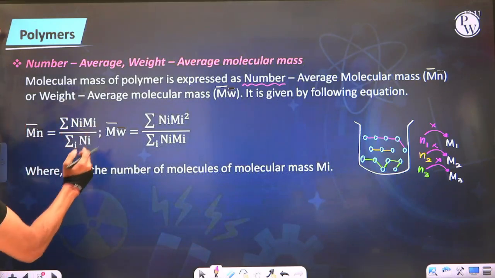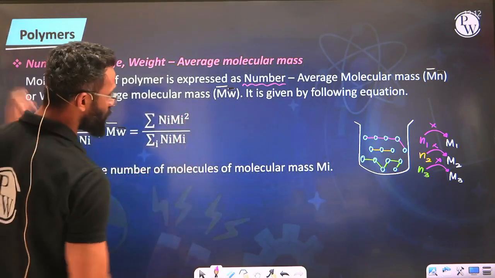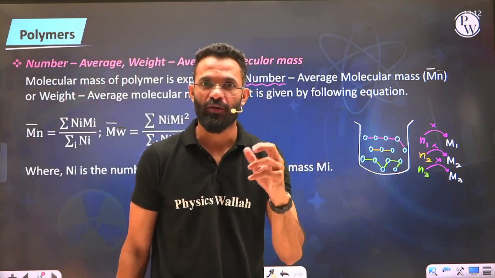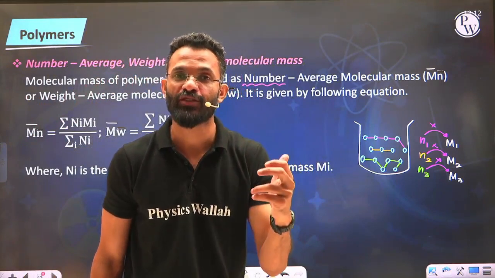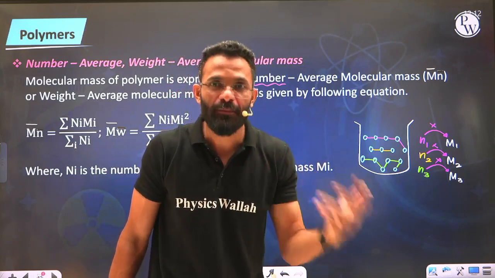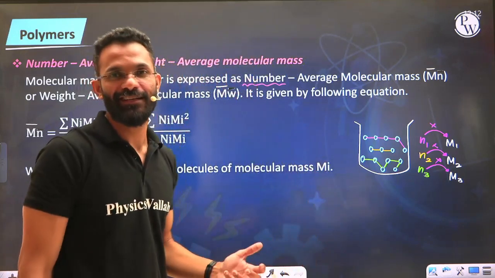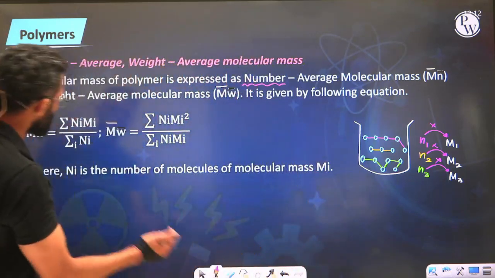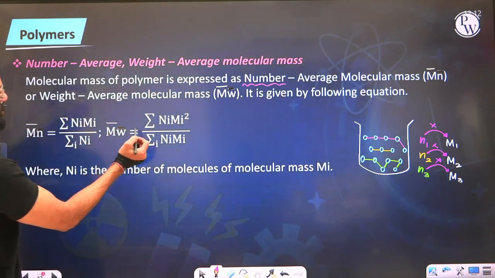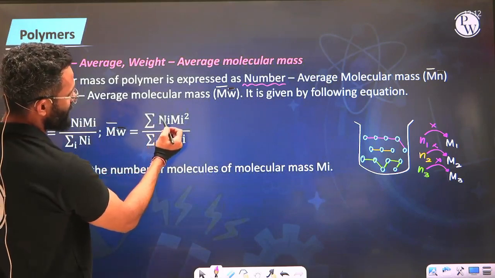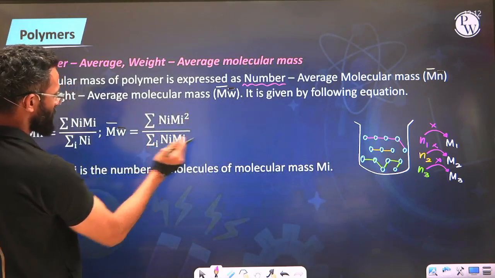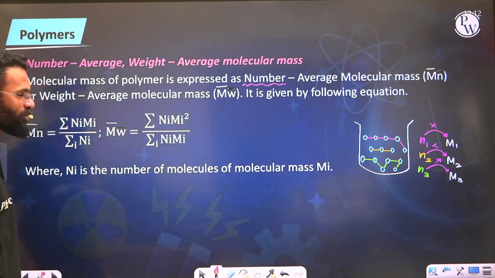Similar to that, now if I take the square of the molecular weight, because the significance of weight average molecular mass is that it considers those polymeric chains which have larger or higher molecular mass. So the molecular mass of a polymeric chain is more important here. So weight average molecular mass M bar w is expressed as the ratio of the sum of Ni Mi square upon the sum of Ni Mi. So basically whatever was the numerator has become the denominator over here.